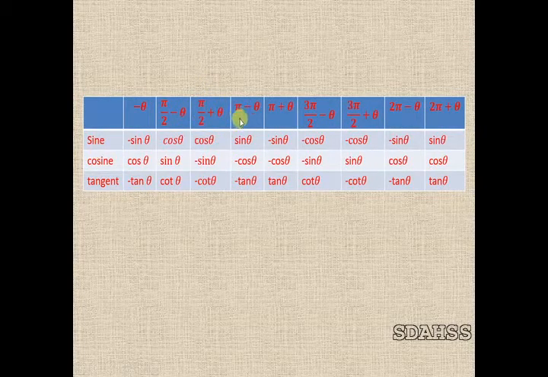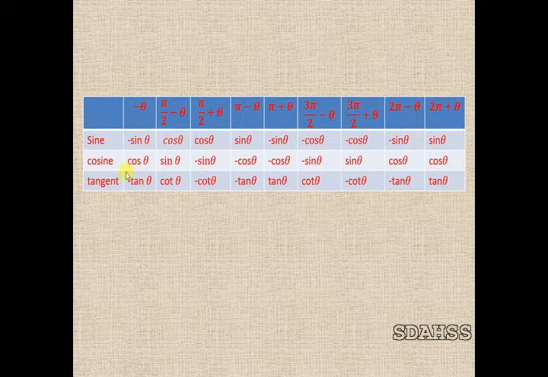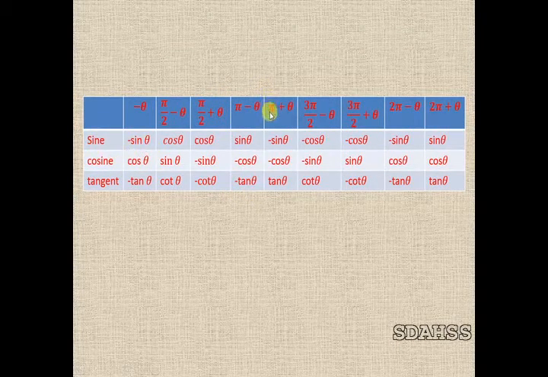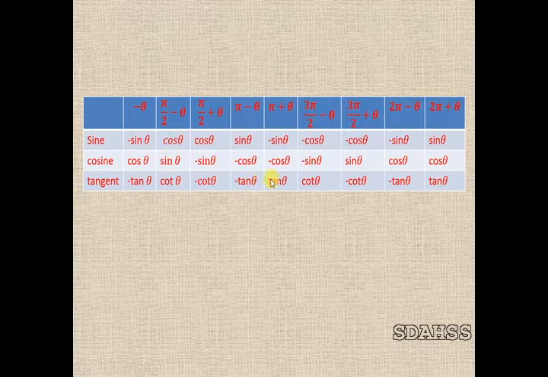Pi means 180. Sin 180 minus theta is sin theta. Cos 180 minus theta is minus cos theta. Tan 180 minus theta is minus tan theta. Sin 180 plus theta is minus sin theta. Cos 180 plus theta is minus cos theta. Tan 180 plus theta is tan theta.